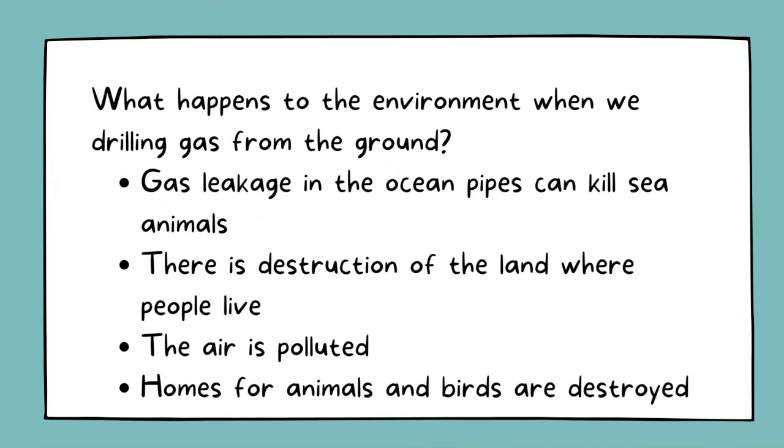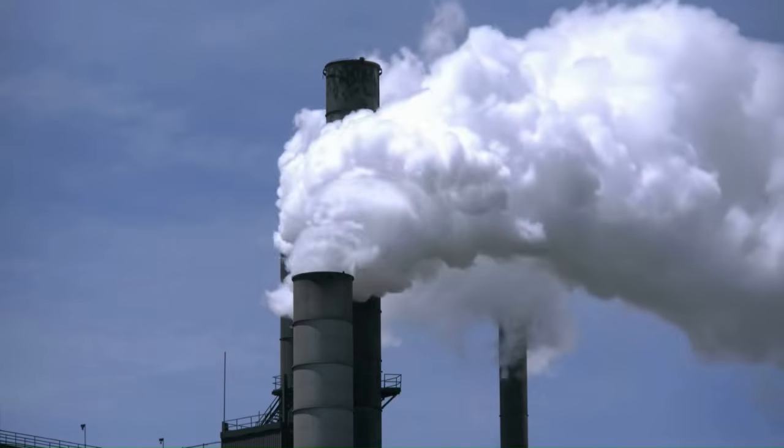What happens to the environment when we are drilling gas from the ground? The gas can leak into the ocean where the pipes are connected, and this can kill sea animals. Secondly, there is destruction of the land where people live. And thirdly, the air is polluted during the production of gas. And lastly, homes for animals and birds are destroyed. Have a look at what gas pollution does to the air.